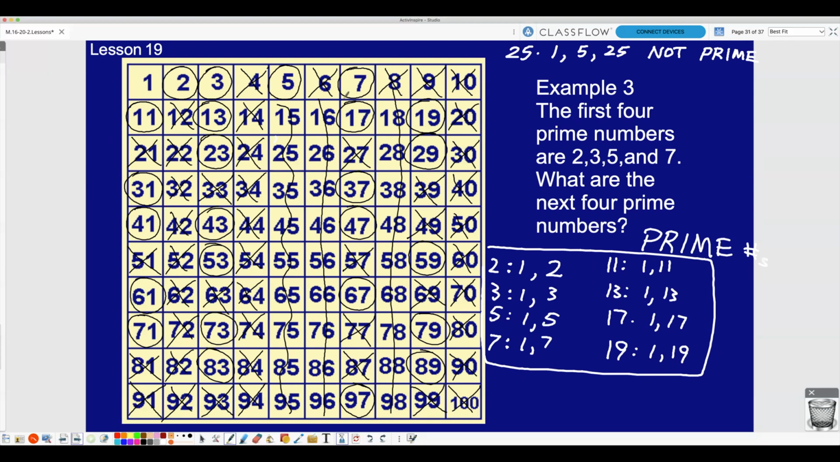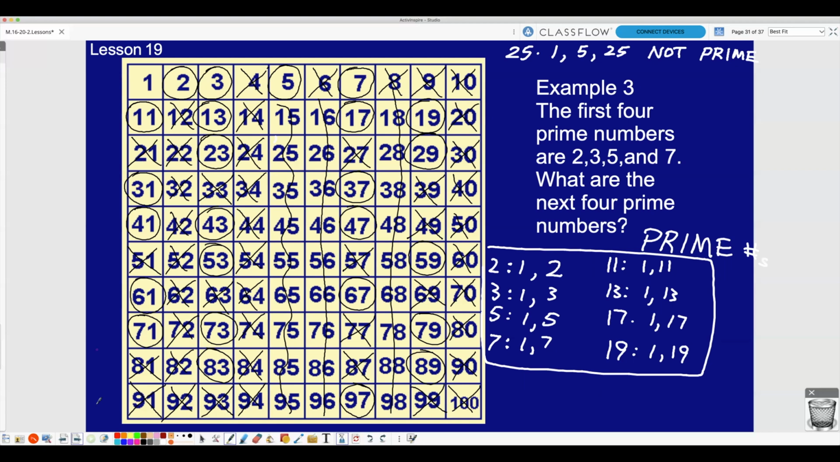Prime numbers are numbers that are only divisible by 1 and itself. So the next 4 prime numbers after 7 would be 11, 13, 17, and 19. If we went further, you can see 23 is only divisible by 1 and 23. 29 is only divisible by 1 and 29. 31 is only divisible by 1 and 31. All these others are composite numbers because they're divisible by 1 and themselves as well as additional whole numbers. Like 21 is divisible by 3, which equals 7. So 21 is a composite number.